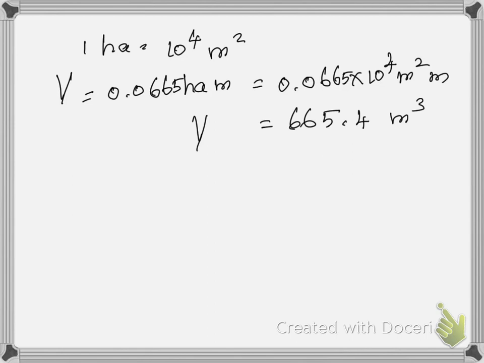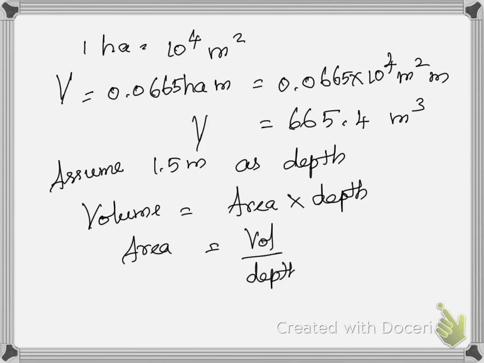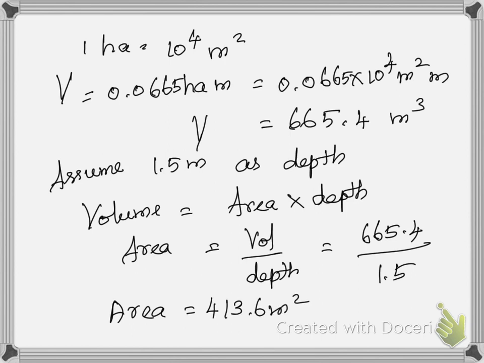Now what I am going to do is assume the depth of filter as 1.5 meter. If that is the case, what will be your volume? Volume is nothing but your area into depth. So area will be equal to volume by depth. So volume is 665.4 and depth is 1.5. So area of the filter is 413.6 meter square.